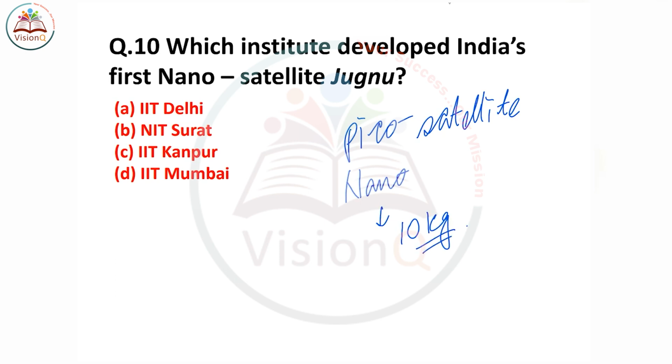Now the first nano-satellite ever was the Jugnu satellite, and Jugnu was developed by IIT Kanpur. Because I have already discussed that these are all student satellites, they are developed by different institutions and universities across the country. The right answer will be option number C, IIT Kanpur. Okay, question number 10 is discussed.